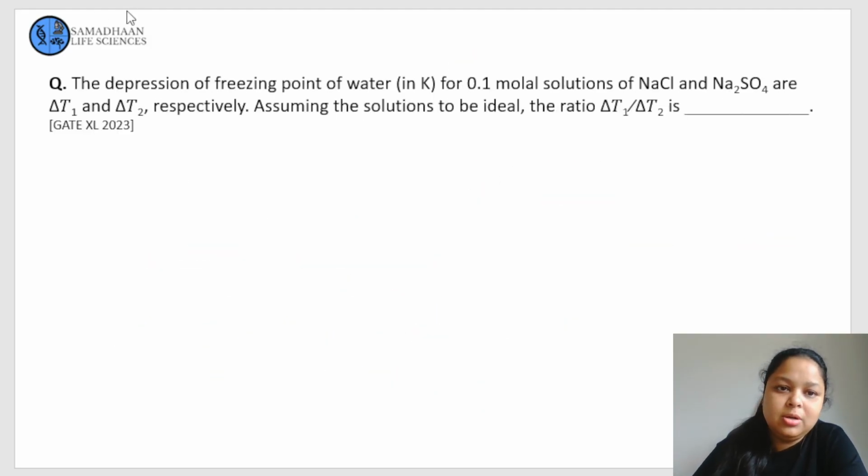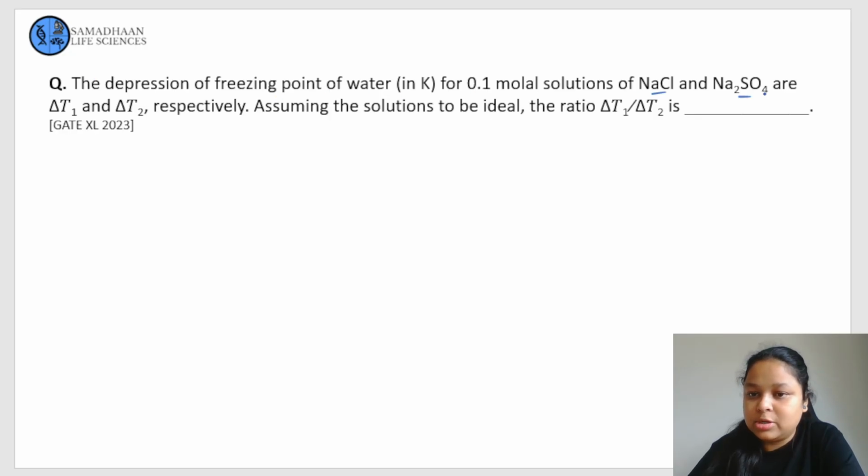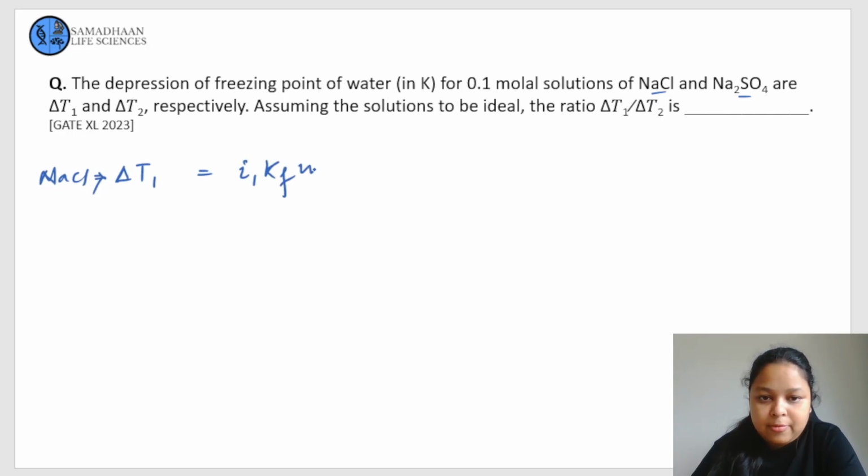In the next question, for the depression of freezing point in water, we have two salts NaCl and Na2SO4, both having the same concentration. We have two depression in freezing point values. So delta T1 is for NaCl, which is equal to i1 Kf into m, and delta T2 is for Na2SO4, which is equal to i2 Kf and m.